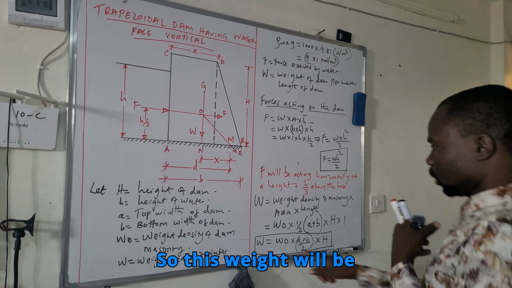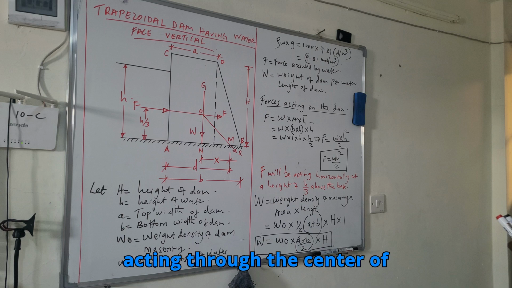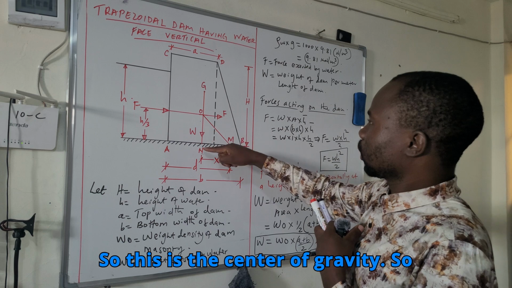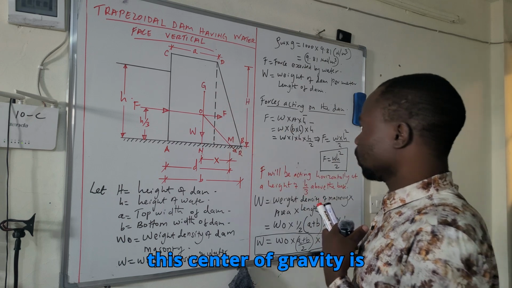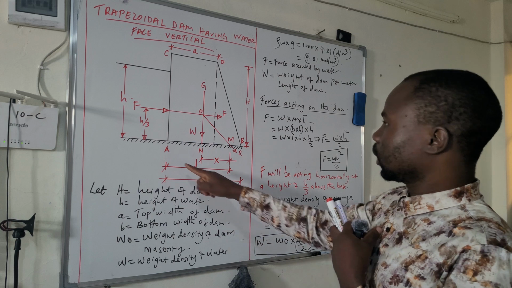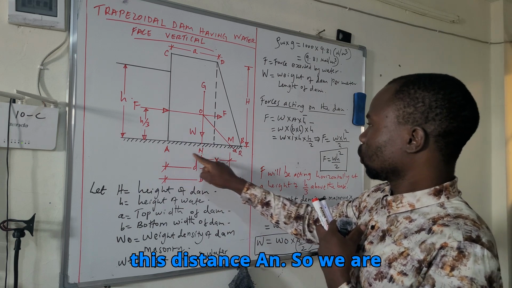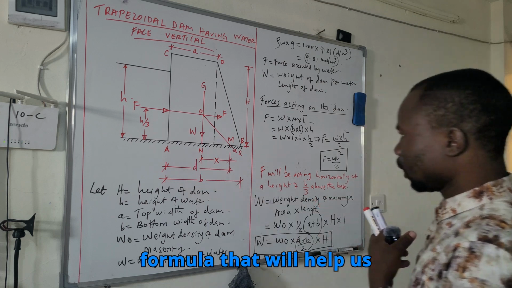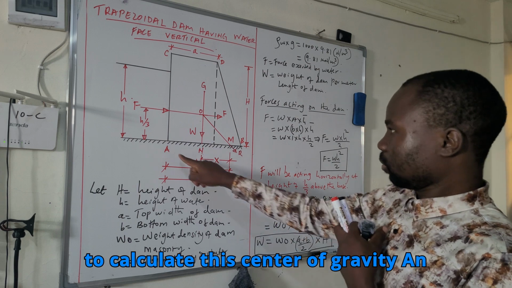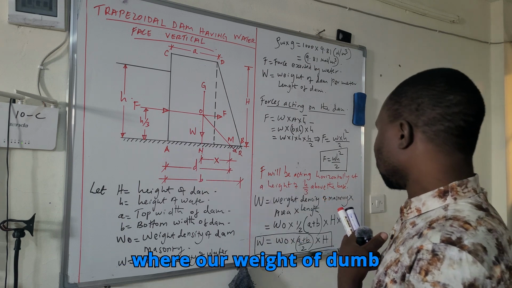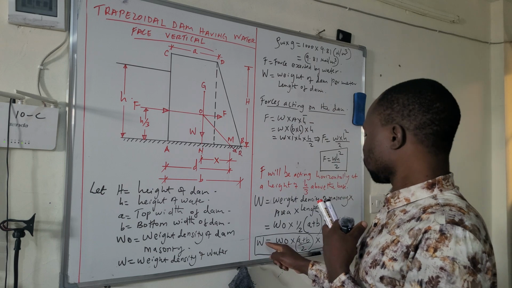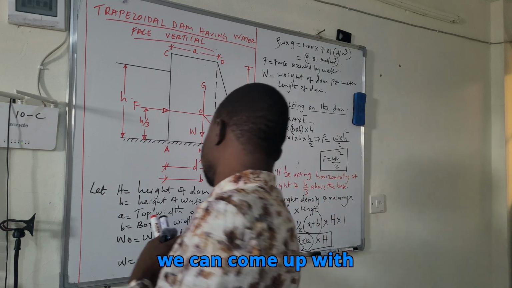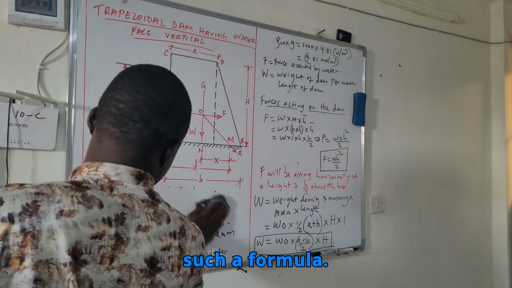So this weight will be acting through the center of gravity of this dam. So this is the center of gravity. This center of gravity is this distance AN. We are supposed to come up with a formula that will help us to calculate this center of gravity AN, where our weight of dam W is acting. So let's see how we can come up with such a formula.